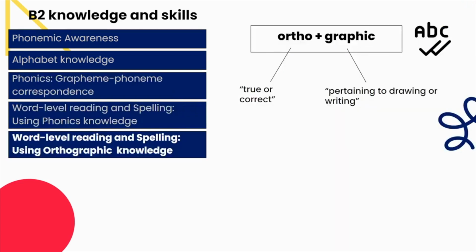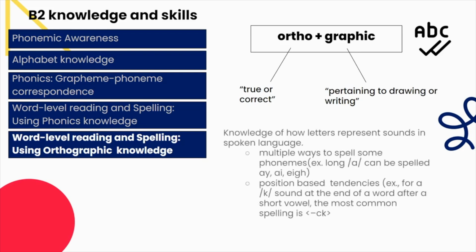The word orthographic has two meaningful parts: ortho, meaning true or correct, and graphic, meaning pertaining to drawing or writing. So orthographic knowledge refers to the knowledge of how letters represent sounds in spoken language. Some key concepts in this expectation are developing an understanding that there are multiple ways to spell some phonemes, as well as the application of position-based tendencies. An example of a position-based tendency would be knowing that the k sound at the end of a word after a short vowel is most commonly spelled with a CK.